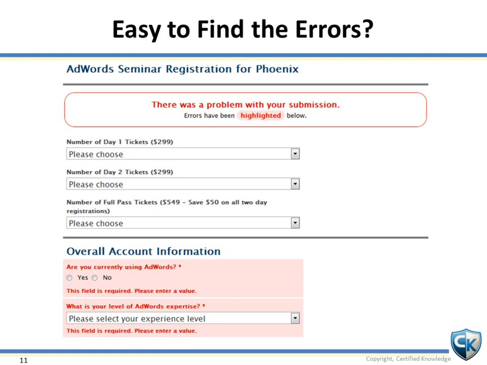Just by making errors easy to find and removing some of the optional questions can make a big difference, because every time you ask an additional question, your conversion rate goes down. So making it easy to find the information that they have to fill out and getting rid of some of the optional information is very important.